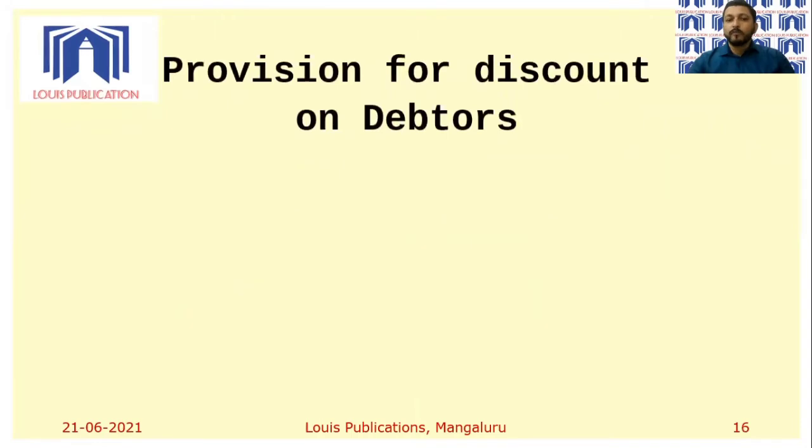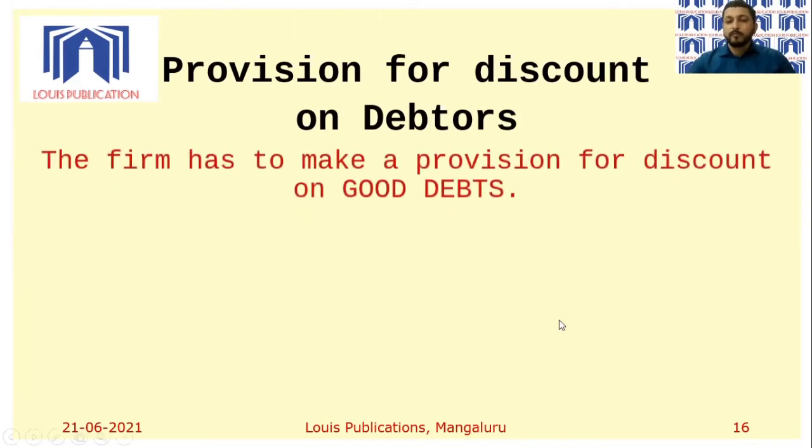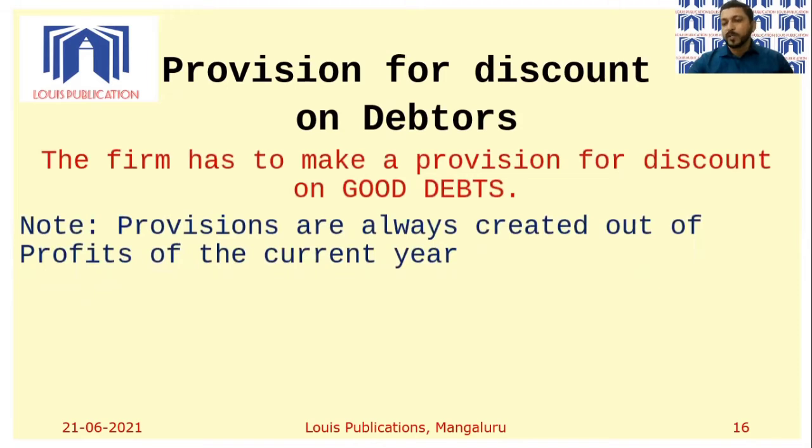Let's move to provision for discount on debtors. It is on par with provision for bad and doubtful debts, but this is more on the positive side. Debtors who are prompt in their payment, we say good debts. On good debts, where debtors continue to make their payment on time, the business will make a provision for discount and allow discount to such debtors who are prompt in their payment, making their payment early. So the firm has to make a provision for discount on good debts. Remember this. And we know very clearly, provisions are always created out of profits of the current year. So it is a very important point that we need to note.